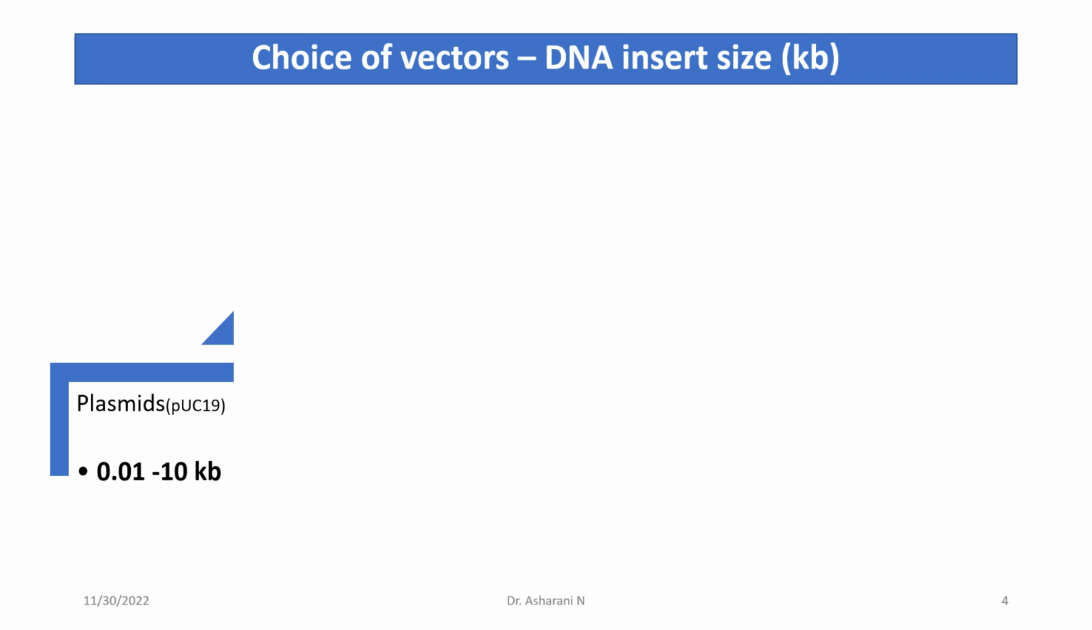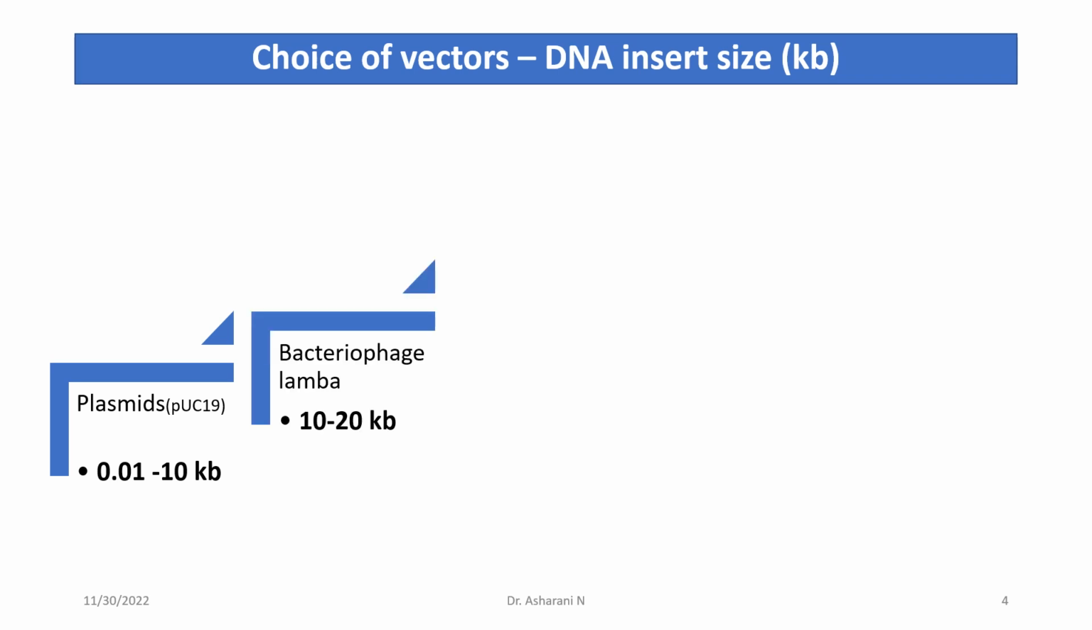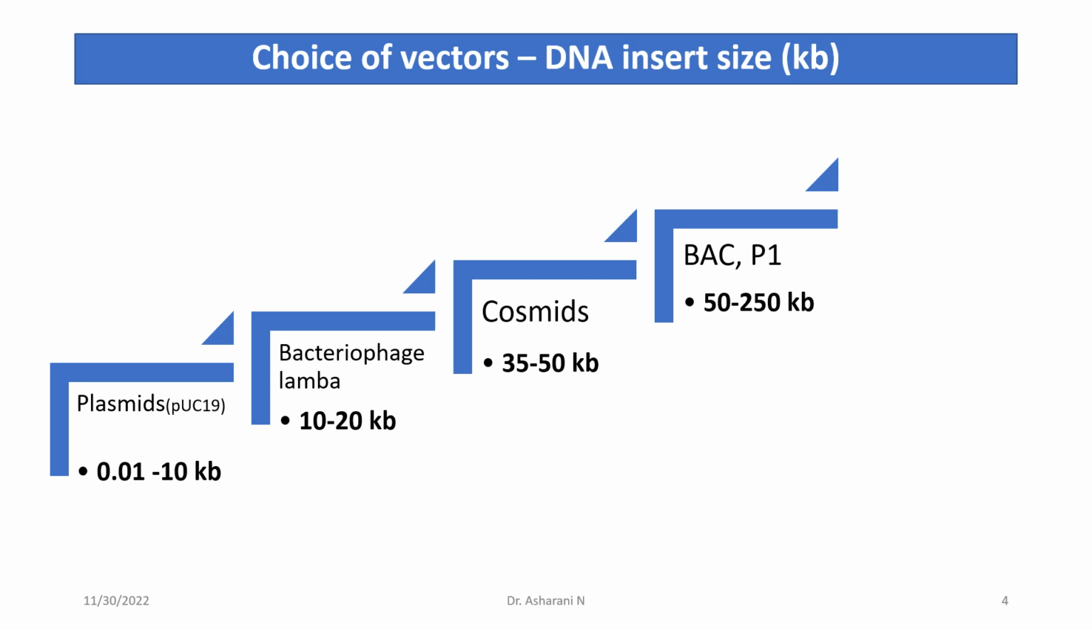For example, if you want to insert a DNA of very small size up to 10 kilobase pair, we can go with plasmids. Like that, if it is a little bit higher size, bacteriophage lambda and cosmids can take up to 35 to 50 kilobase, and bacterial artificial chromosomes can go up to 250 kilobases, and yeast artificial chromosomes can take up to 3000 kilobases. So it is the DNA insert size which makes us choose which vector for the experiment.